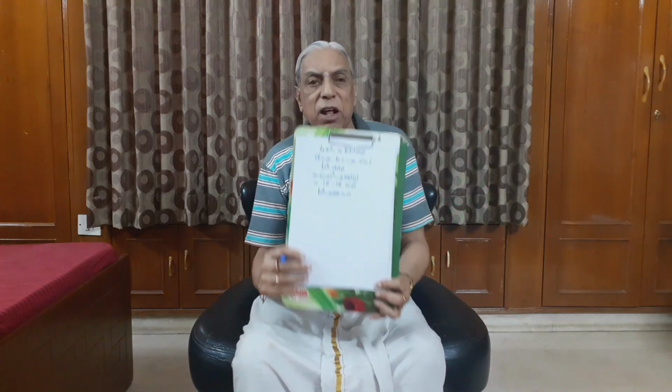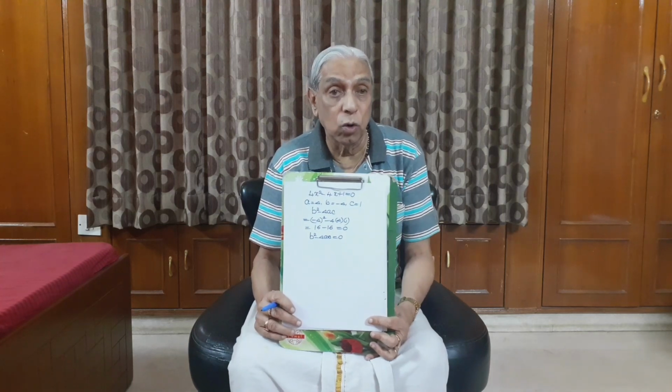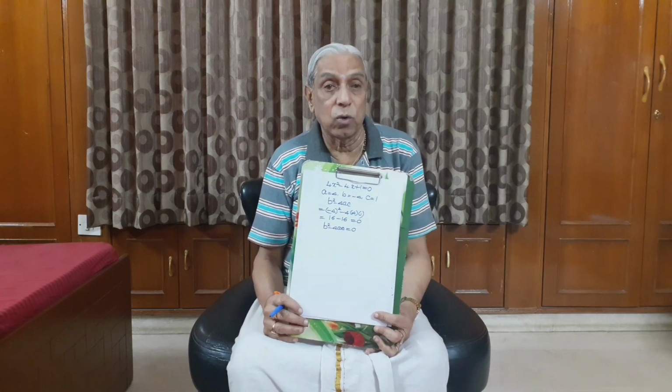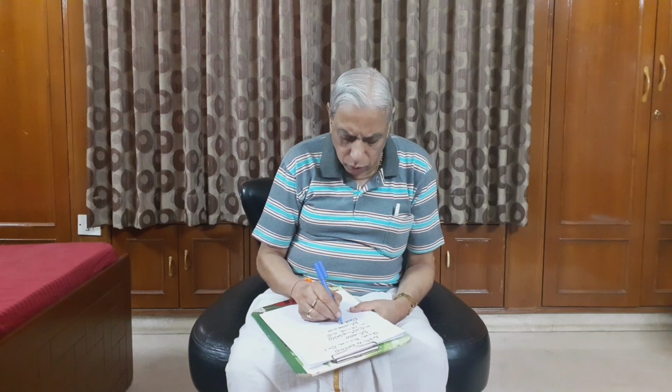If B squared minus 4AC is equal to 0, our conclusion is this: the nature of the roots, the roots are real and equal. The roots are real and equal. Distinct does not come here. Roots are real and equal.